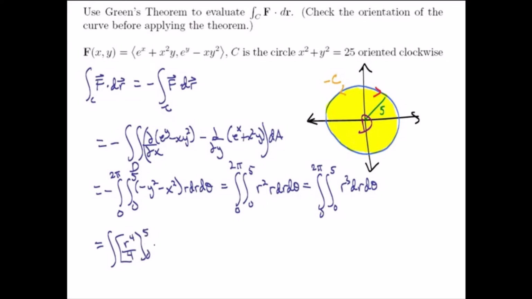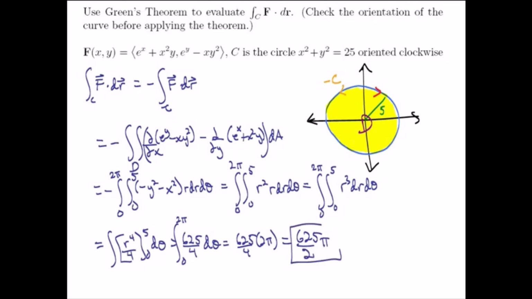And then we'll integrate that result with respect to theta. And let's see, 5 to the fourth is 625. So I have 625 over 4 minus 0. That's our integral, 0 to 2 pi d theta. And so we just get 625 over 4 times 2 pi. And so that will simplify then to 625 times pi over 2. So that is the value of that line integral. We used Green's theorem to get it.